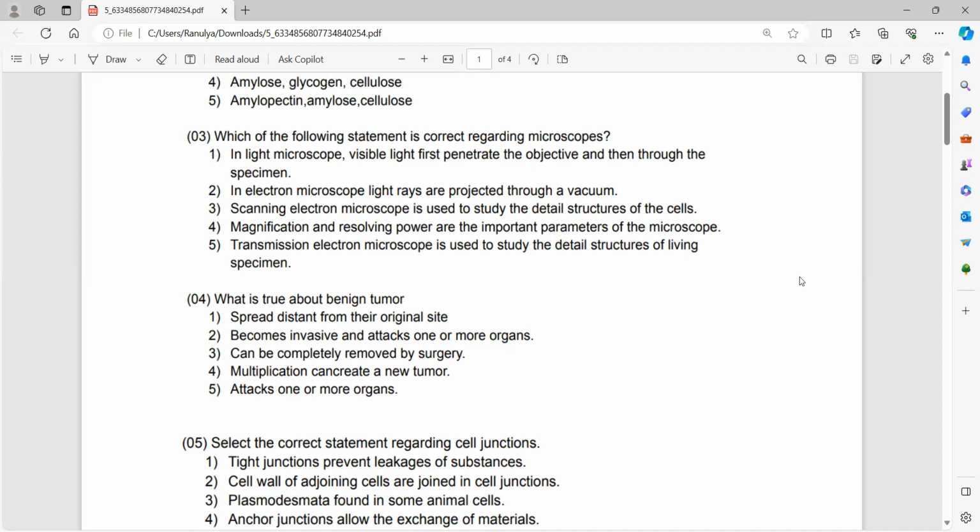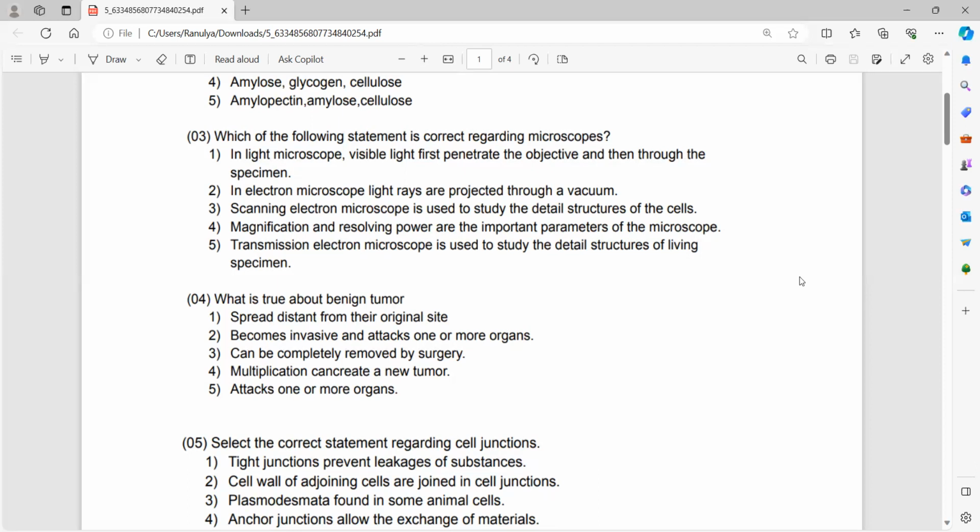Answer number 3, scanning electron microscope is used to study the detailed structure of cells, right? Now, scanning electron microscope is ideal to observe the surface with a 3-dimensional appearance, right? Okay, but not to study the detailed structures. If we take the other one, transmission electron microscope, it is used to study the internal structures of the cell, not the scanning electron microscope.